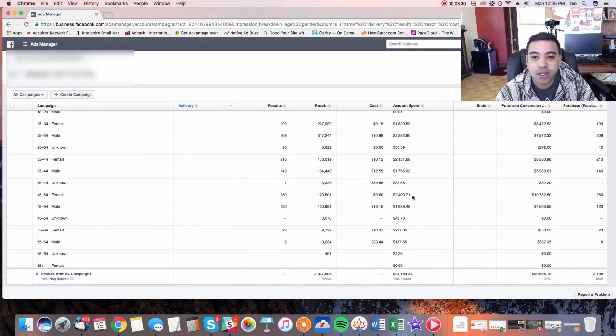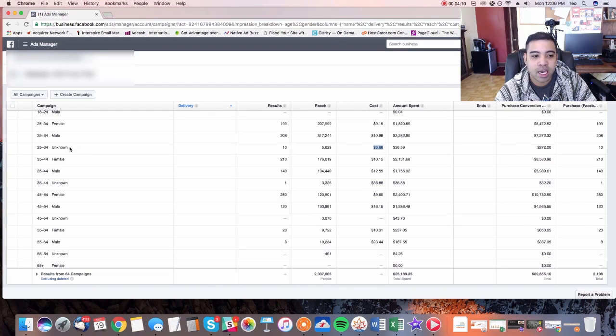As you can see, what we're trying to look for is the cost. This is the cost to acquire the result, which is the sale, or the engagement, or whatever it is that you've optimized your pixel for. In this case, I've optimized my pixel for purchases, so whenever someone makes a purchase, it's going to log it on Facebook. You want to look at the cost. For example, it cost me $9 to acquire a customer, versus over here it costs $36 to acquire this customer. And this one here costs $3.66 to acquire a customer.